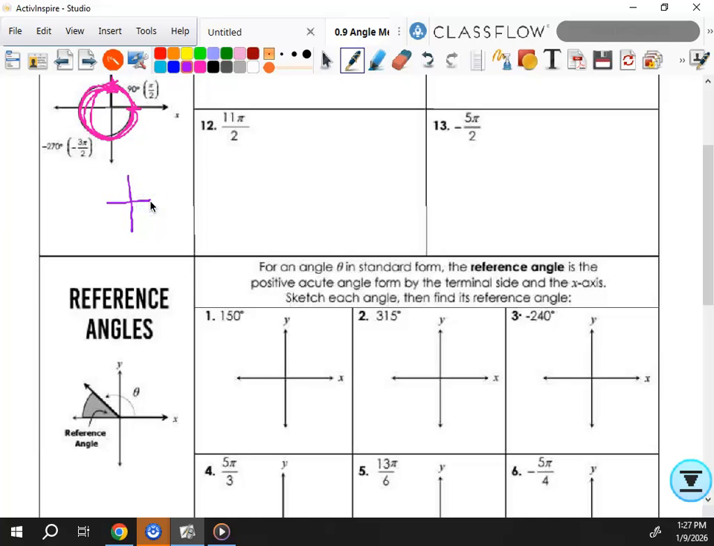So for 11 pi halves, let's think about this again. This is pi halves, this is pi, this is 2 pi halves, and then this is 4 pi halves. So 11 pi halves is clearly more than 2 pi, right? That means I need to subtract 4 pi halves. That gives me 7 pi halves. 7 pi halves, still bigger than 4 pi halves. So I've got to do it again.